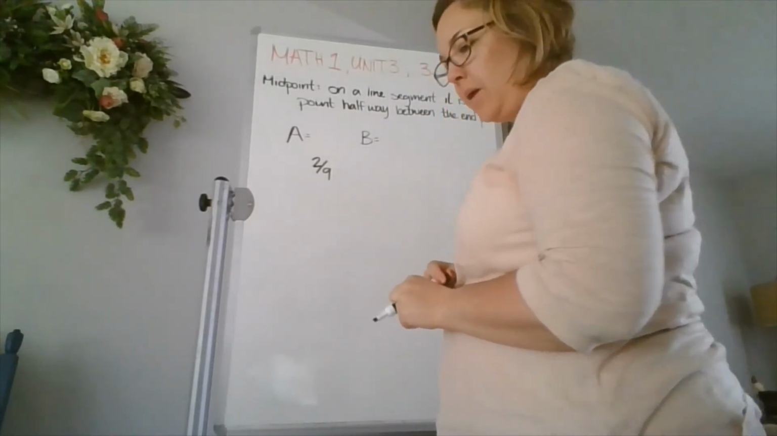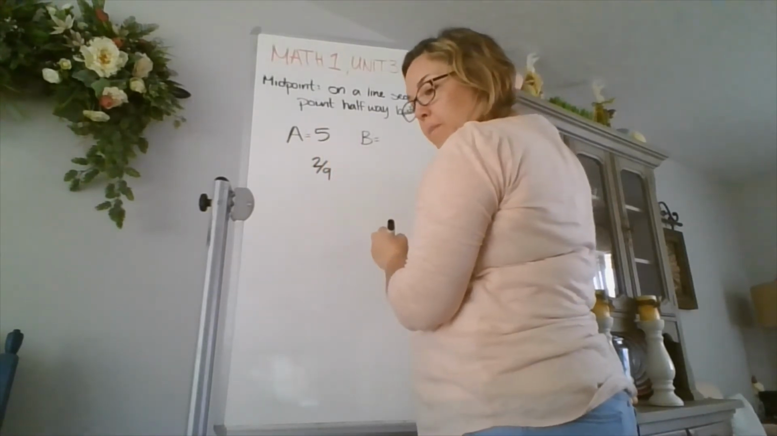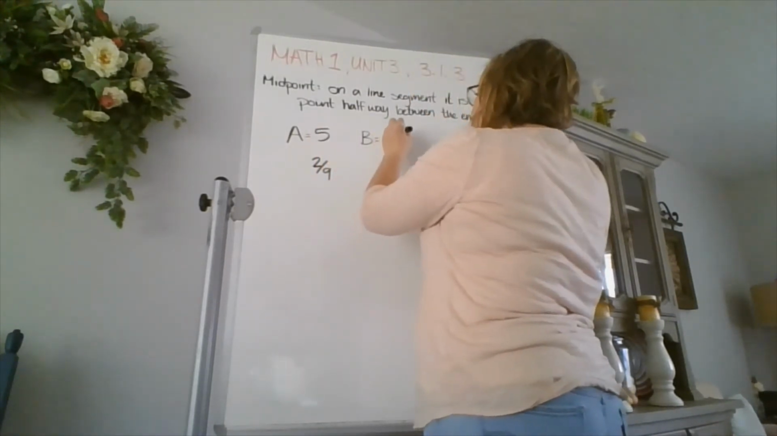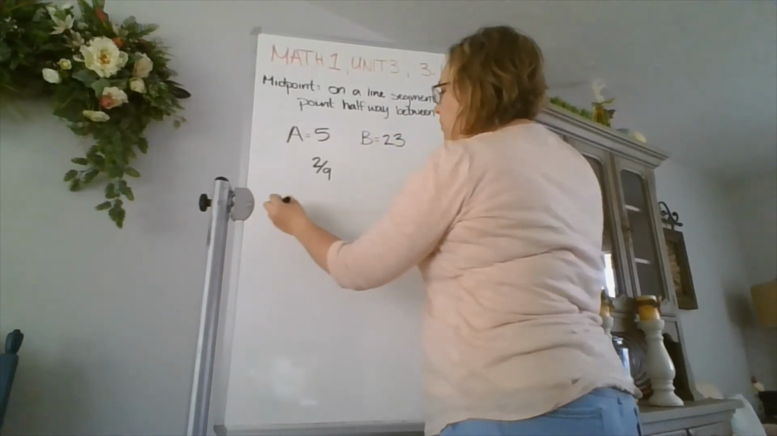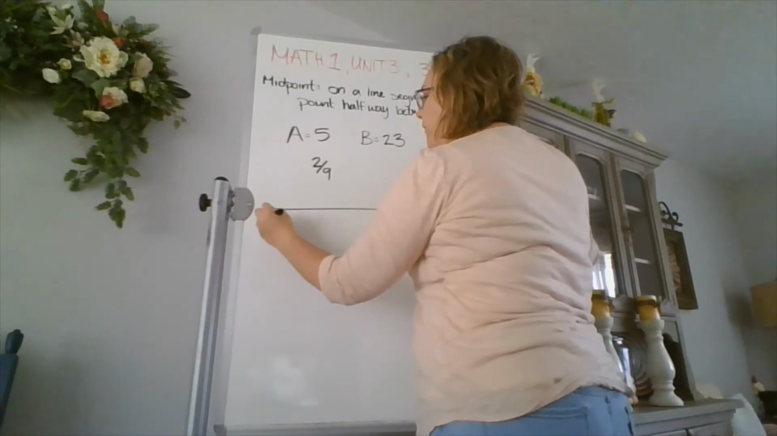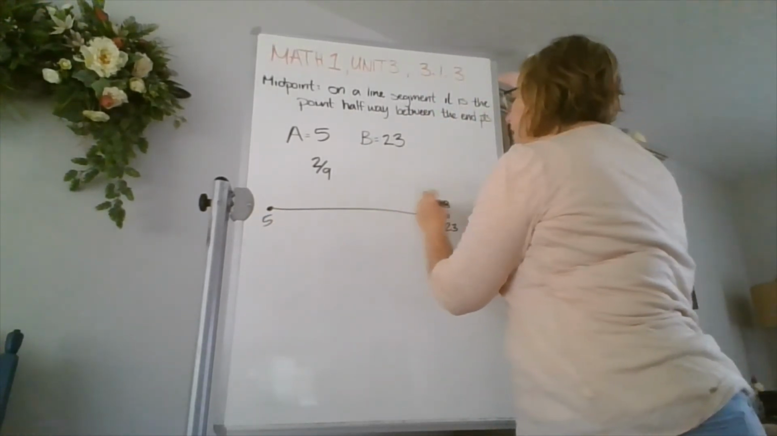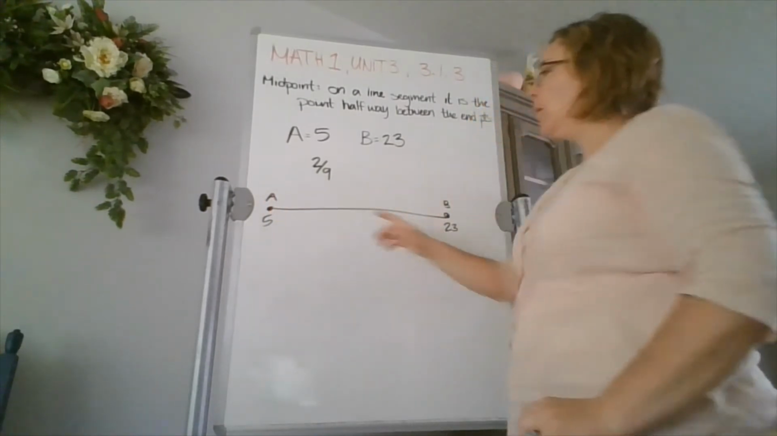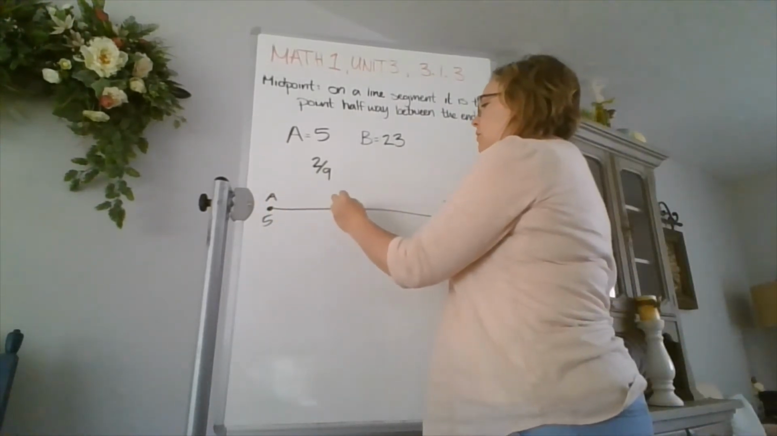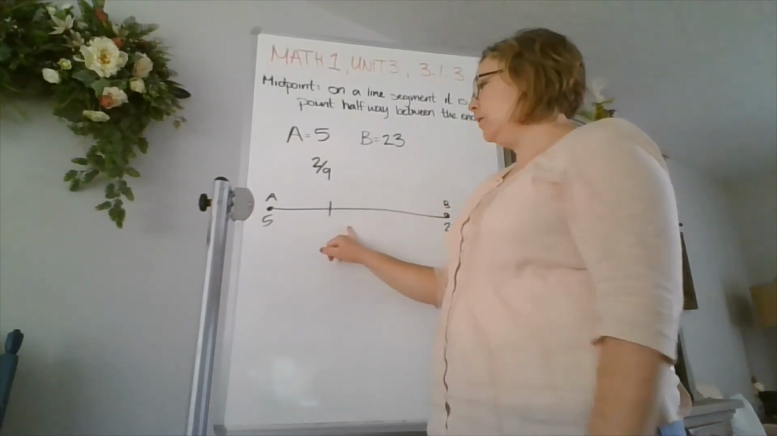2/9 of the way from A equals 5 to B equals 23. Okay, so remember, it's just a line segment, and your endpoints are 5 and 23. That's your A and B. And now we want to go 2/9 of the way, so you can imagine 2/9 is closer to A. And we're traveling from A to B. So how do I figure this out?